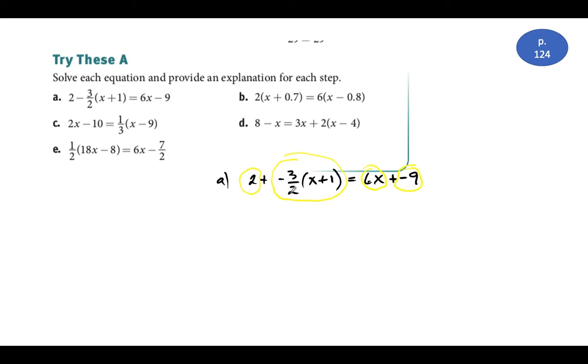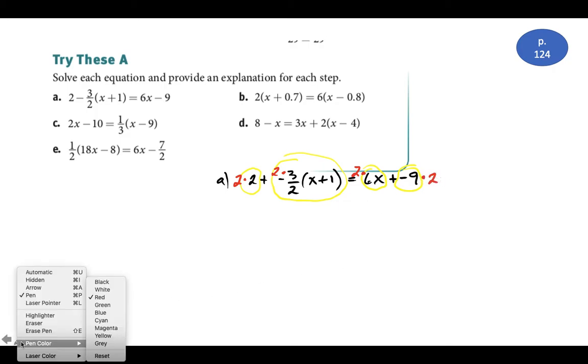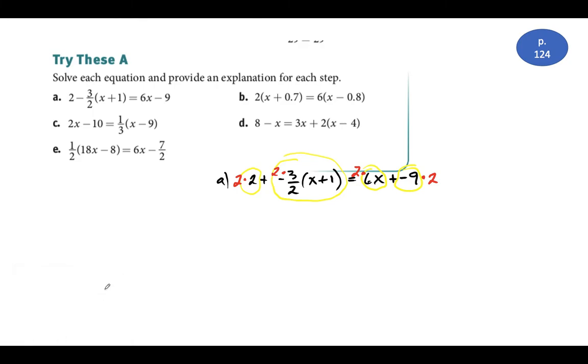I don't want this 2 in the denominator. So I'm going to multiply this entire term times 2, which means I'm going to multiply this term times 2, and I'm going to multiply this term times 2, and I'm going to multiply this term times 2. Multiply every term times 2. So 2 times 2 is 4. That's my new term. This 2 in the numerator cancels this 2 in the denominator.